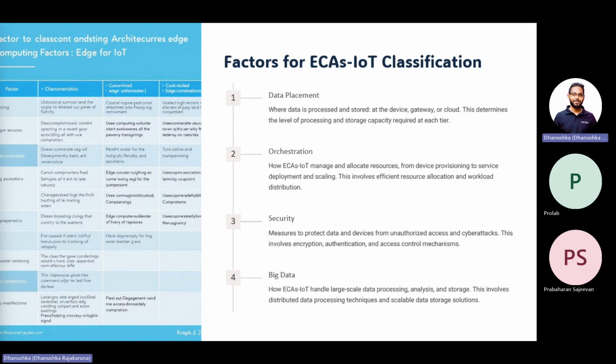When classifying ECAs for IoT, we involve considering the deployment location, data flow, cloud integration, functionality, scalability, and various operational factors. These factors help ensure that the architecture is optimized for its intended purpose, delivering high performance, security, and cost efficiency in IoT applications.